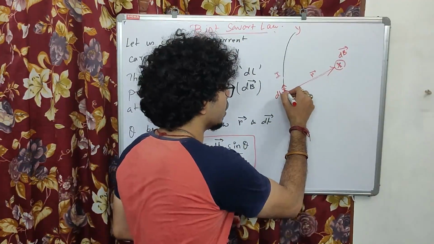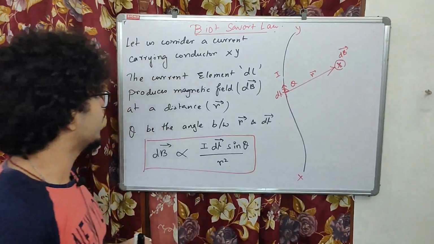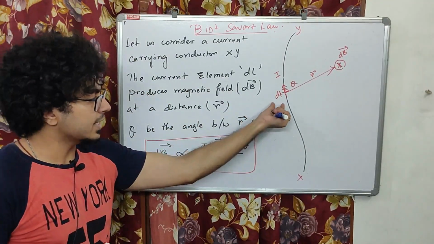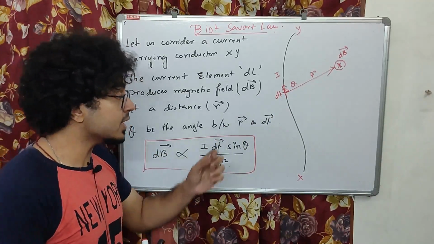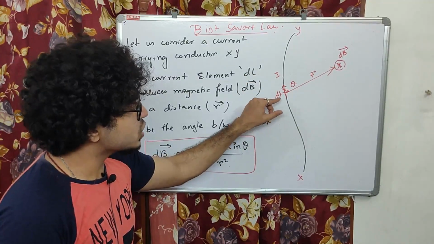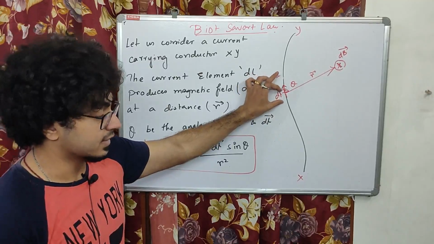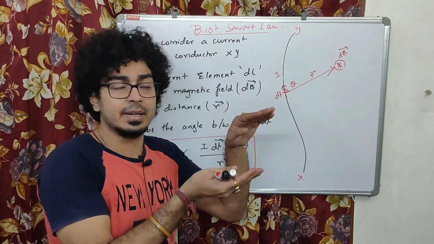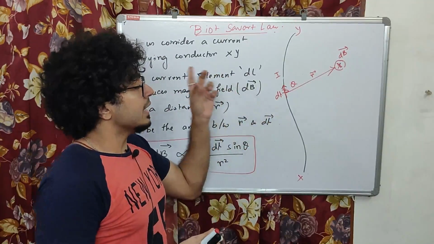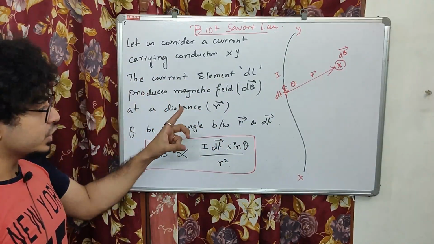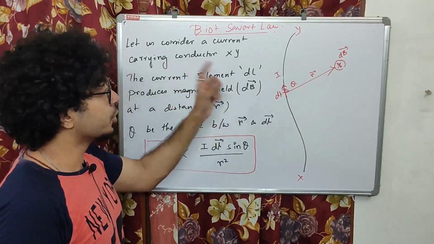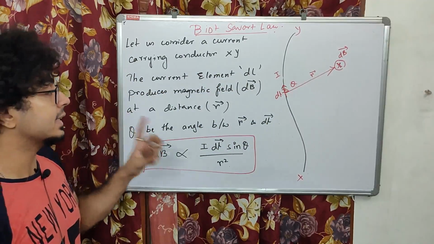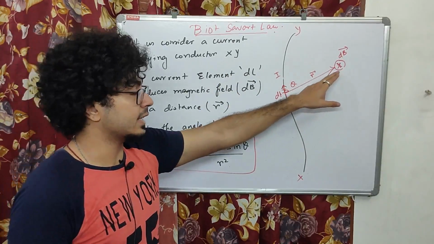So the Biot-Savart law gives us the idea of how a current element dl produces a magnetic field. This current element dl means the current flowing through a very small, tiny elemental length that you have taken. Then what is the magnitude of the magnetic field produced by that part at a distance r at this point?